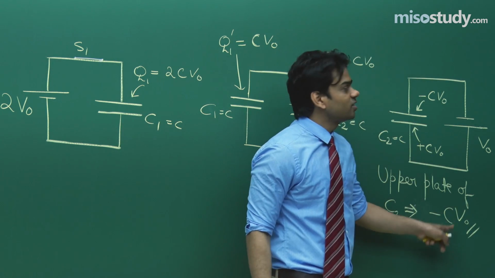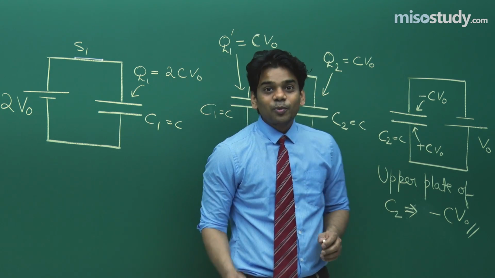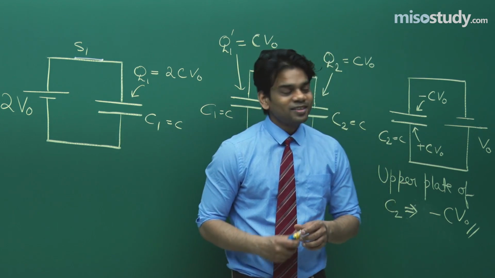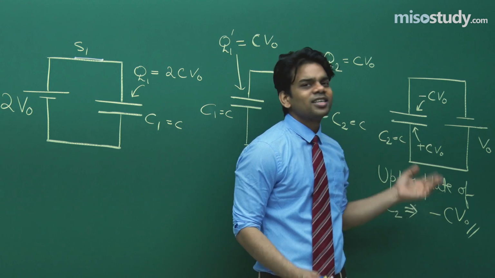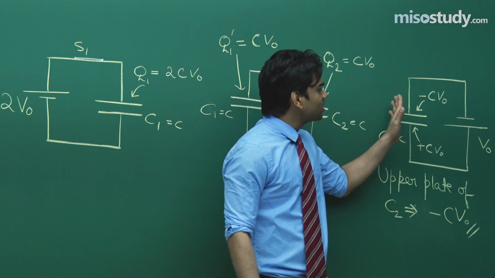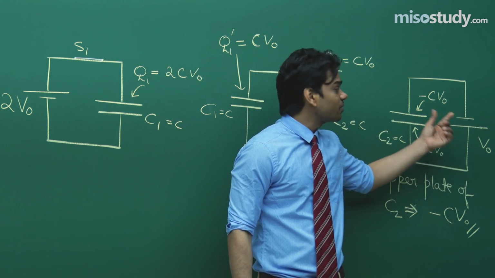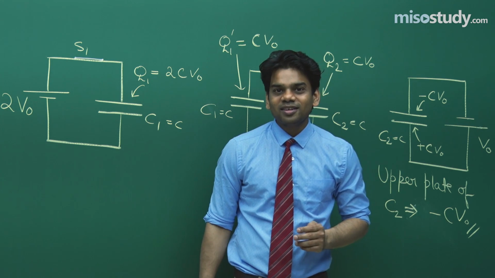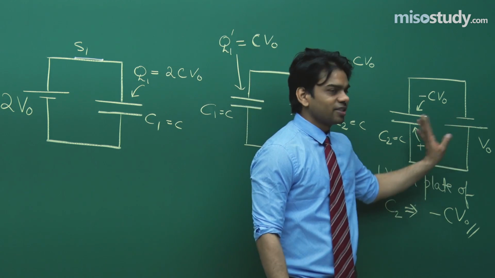I hope this point is clear to you. As you see, minus CV0. If you are thinking that the initial charge was CV0 here, where has the charge gone? Actually the charge will move through the battery, and the net charge appearing on this upper plate of the capacitor will be only due to the new cell that is connected.